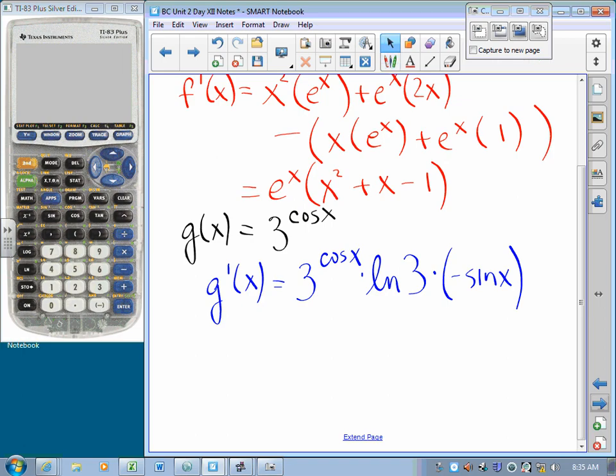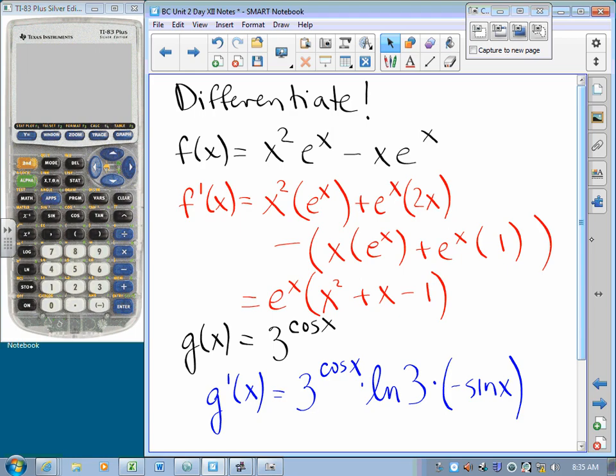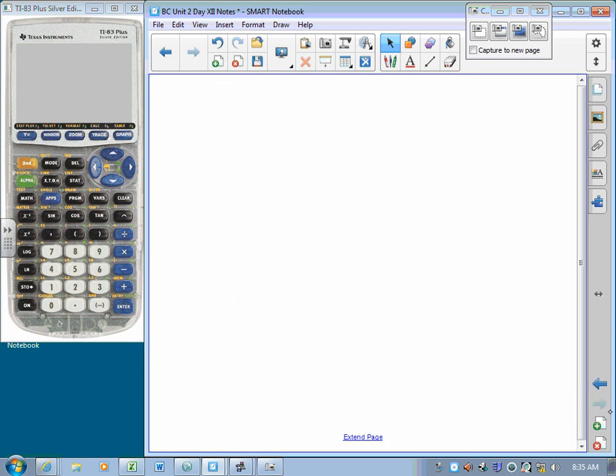So what have I got? I've got 3 to the whatever times ln of 3 times the derivative of whatever. Nice opportunities to practice product rule, to practice chain rule, just with some new creatures in the mix.